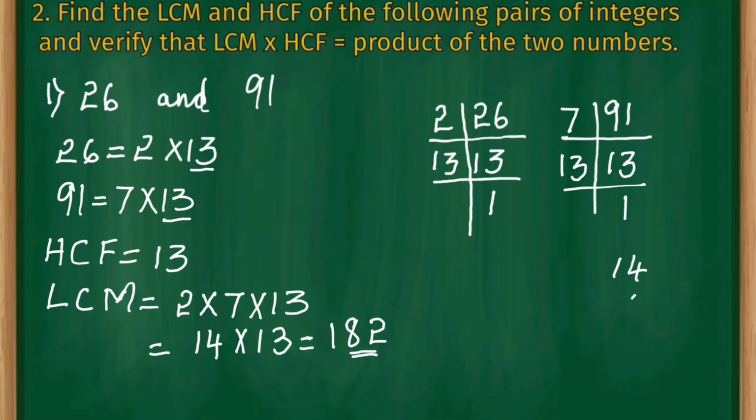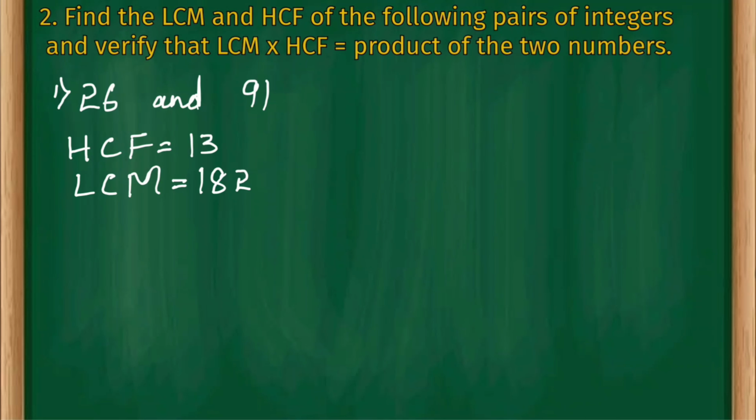So let us multiply it once in the working column. 14 into 13. First multiply 3 with 4. 3 4s are 12. So 1 will remain. 3 1s are 3. 3 plus 1 becomes 4. So it became 42. Then 1 4s are 4. 1 1s are 1. So after adding, we get 182 is the LCM. So first in the question it is given to find the LCM and HCF that we have found. HCF is 13 and LCM is 182.